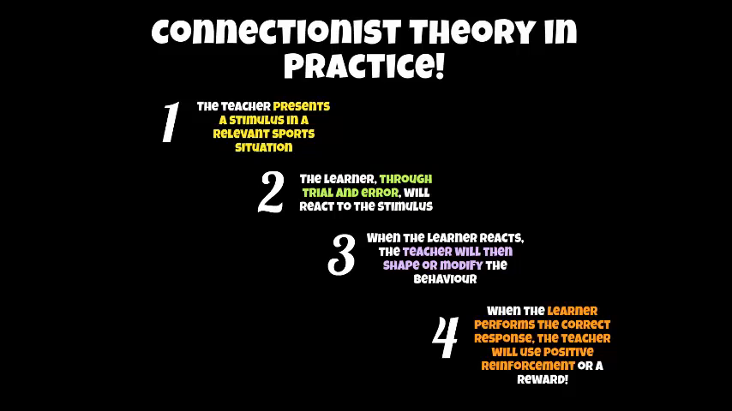And step 4, when the learner performs the correct response, so if we hit the shuttle into the square that the teacher has made, the teacher will then say, well done, that's a great shot. We'll say, okay, you've hit 3 of those shots, here is a certificate. So you get a reward. So we're thinking about connectionist theory in practice, and within your exam you'll need to use a specific example, of which we're going to try some examples within the class. As per usual, make effective notes and bring them to the lesson.